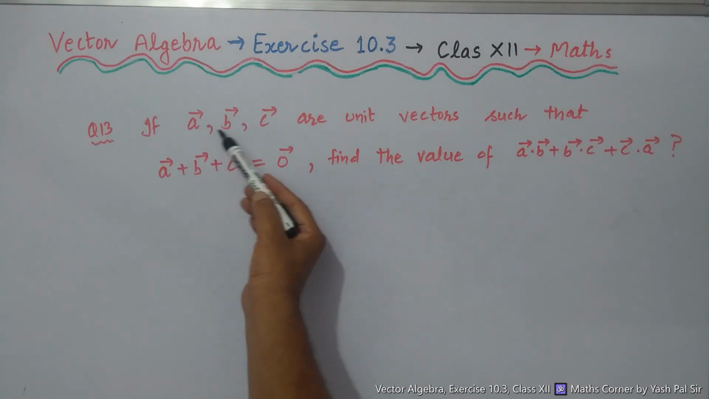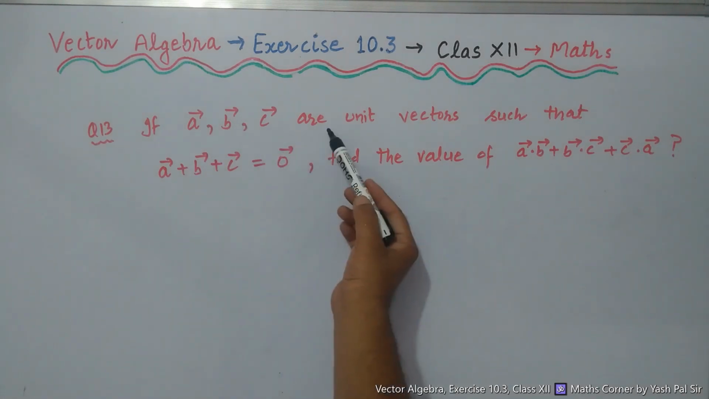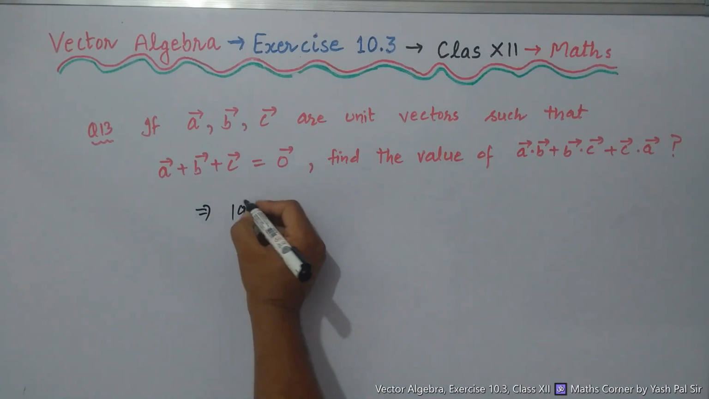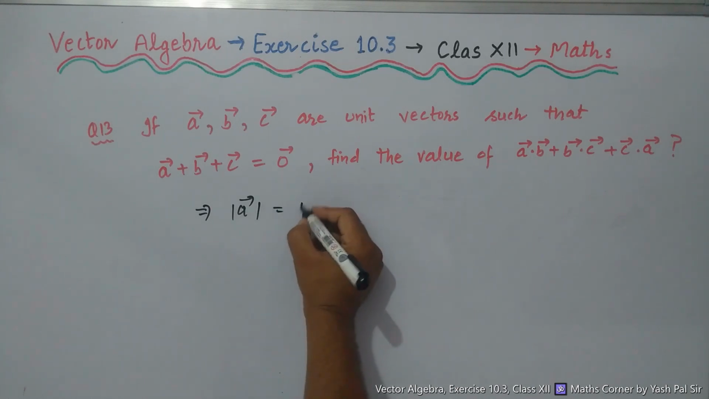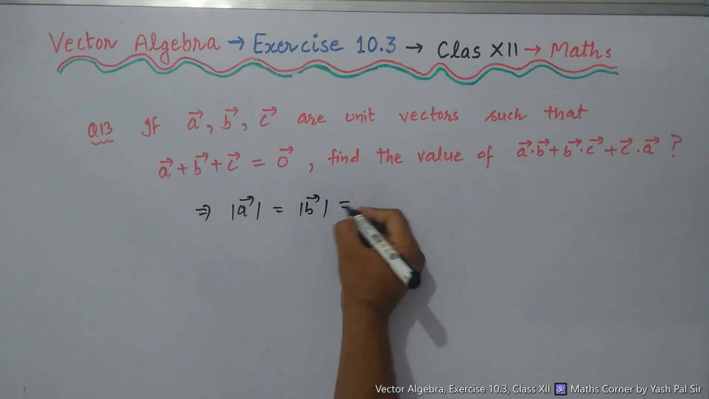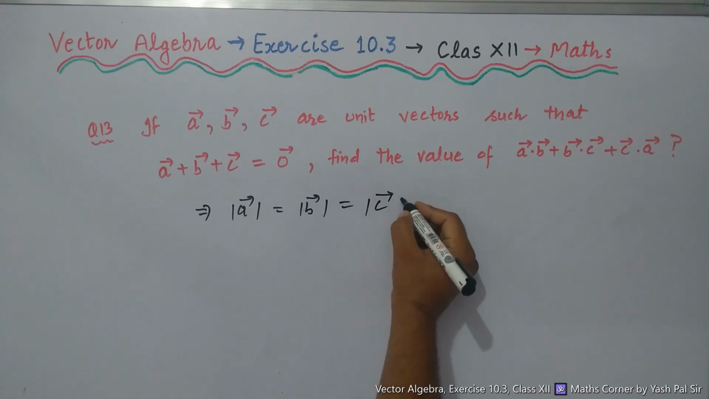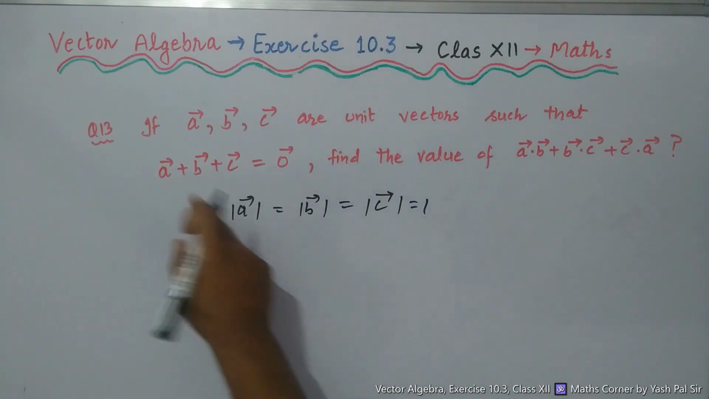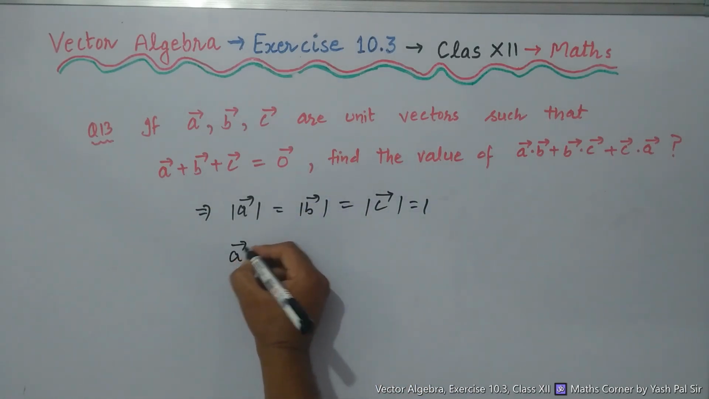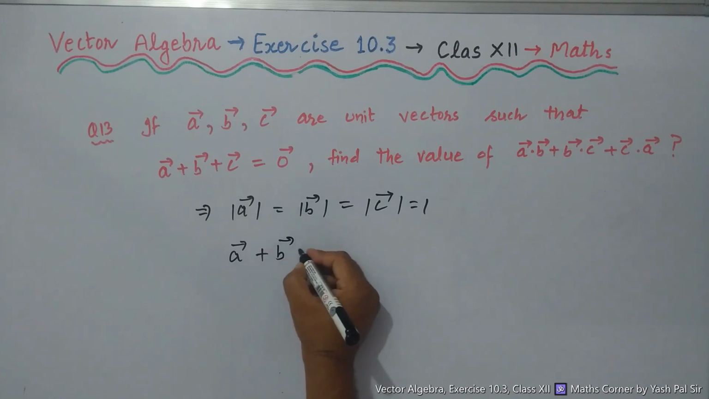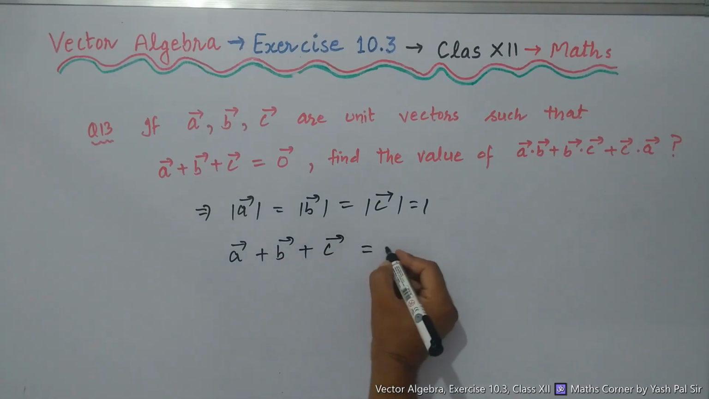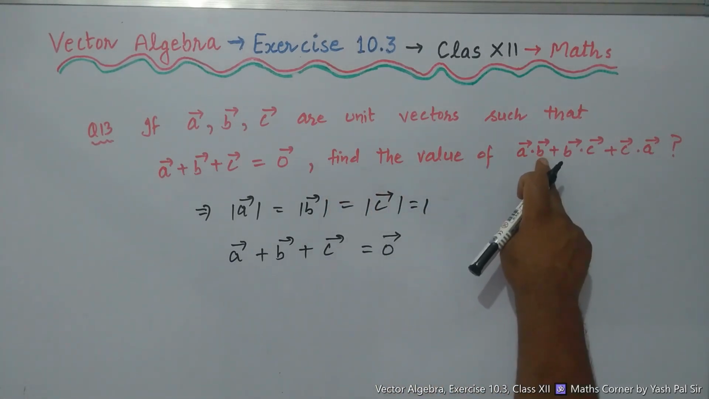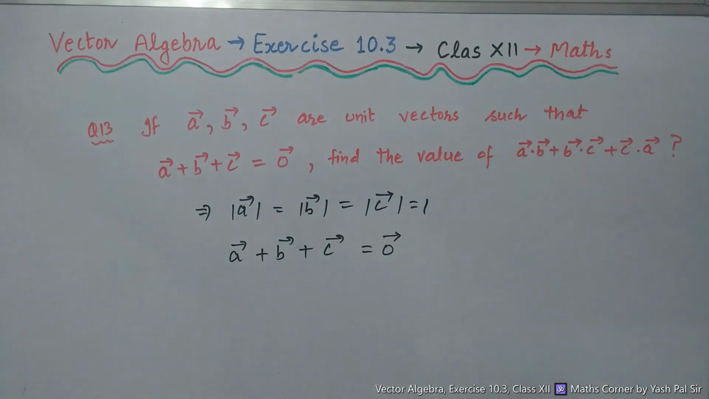Question number 13. If vector A, vector B, vector C are unit vectors, so what we can say, magnitude of vector A is equal to magnitude of vector B is equal to magnitude of vector C is equal to 1, because they are unit vectors, such that one more condition is given, vector A plus vector B plus vector C is equal to 0 vector. Then find the value of A dot B plus B dot C plus C dot A.